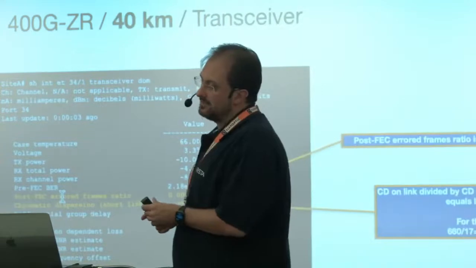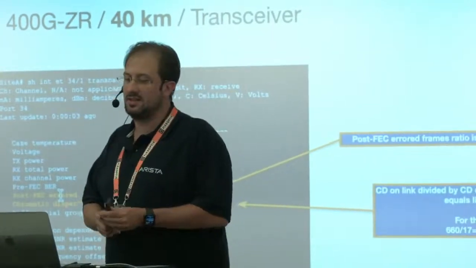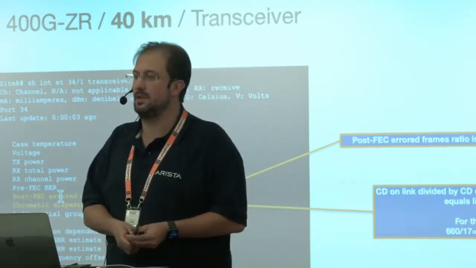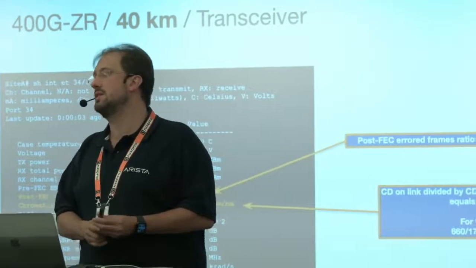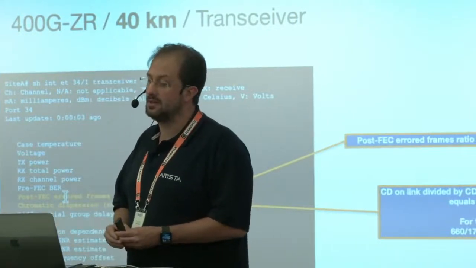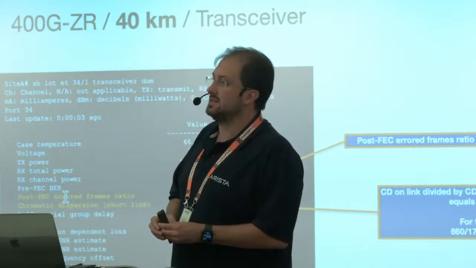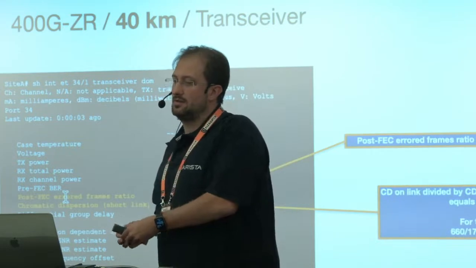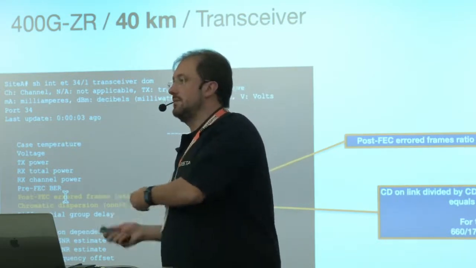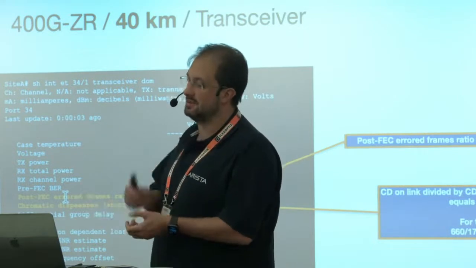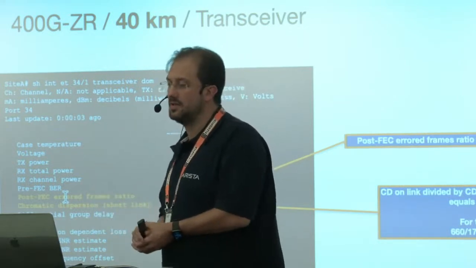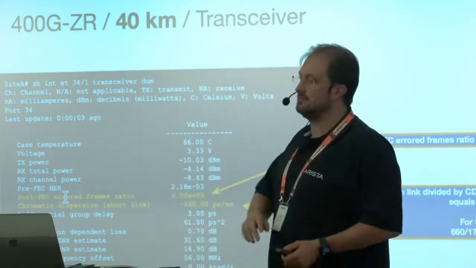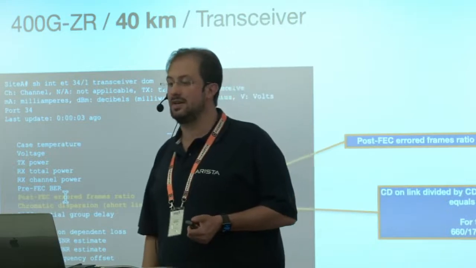To validate the link afterwards and what the transceiver is actually seeing, it is very important that you look at the post-FEC error ratio. That has to be zero, otherwise you really get in trouble with your link. With the chromatic dispersion, this is actually something which you can use to calculate your actual link length. So we know that the fiber we're having has an average of 17 picoseconds per nanometer. So we could accommodate for that and say, OK, the link has roughly about 39 kilometers of length.